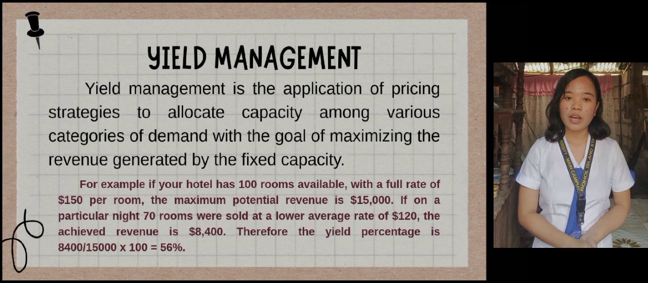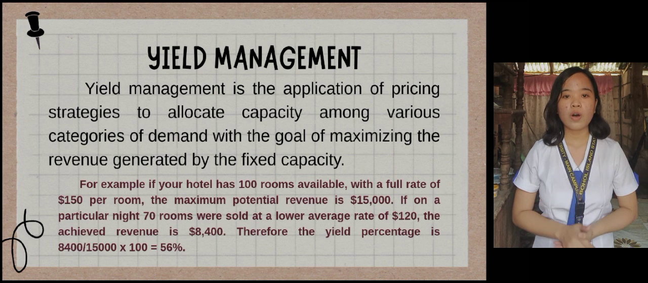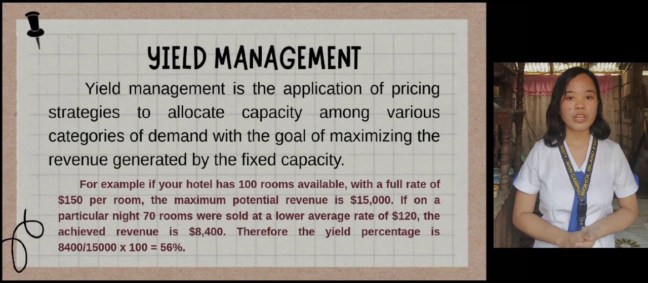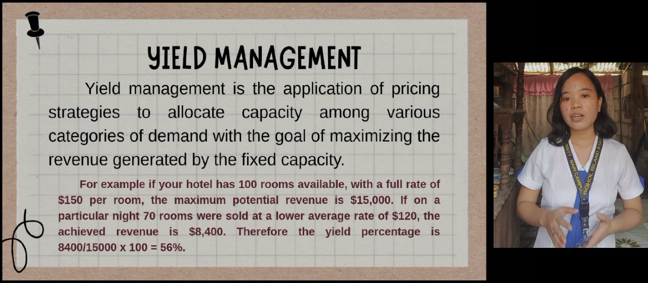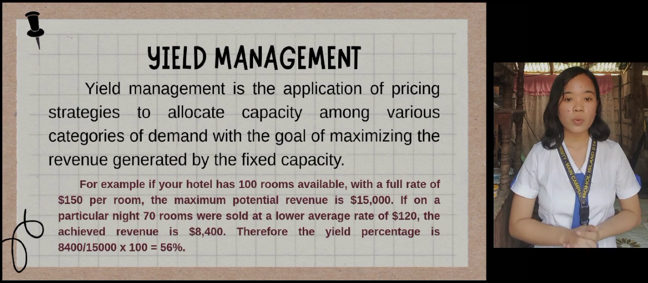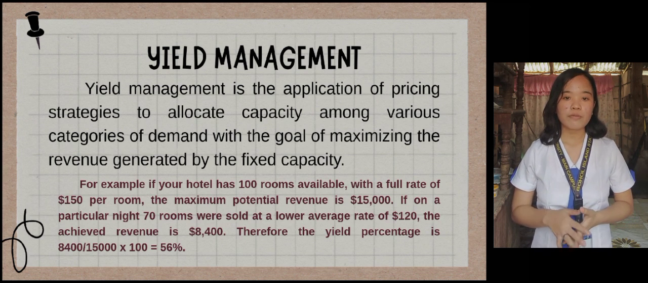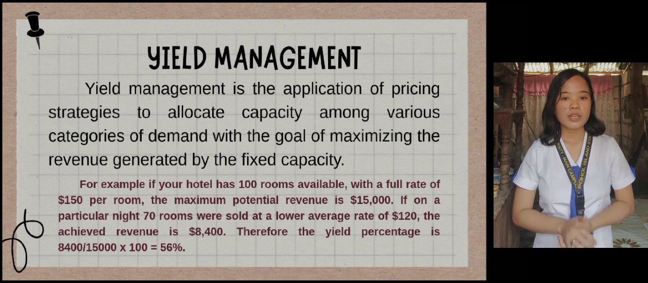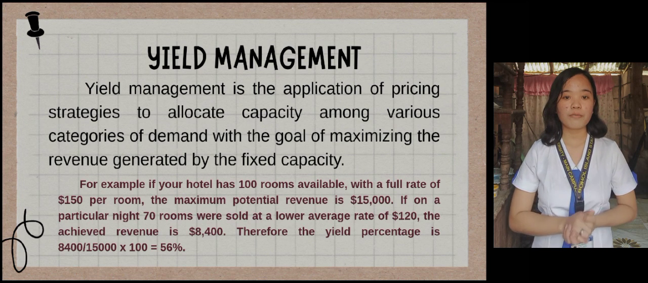So for example, if your hotel has 100 rooms available with a full rate of $150 per room, the maximum potential revenue is $15,000. If on a particular night 70 rooms were sold at a lower average rate of $120, the achieved revenue is $8,400. Therefore, the yield percentage is 8,400 divided by 15,000 times 100 equals 56%.